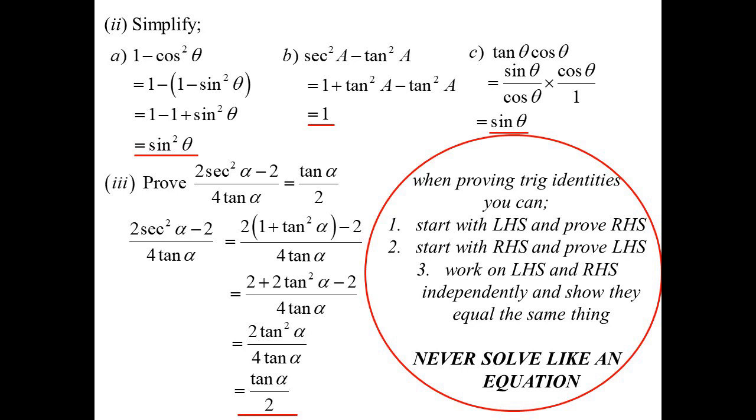But the one thing you never ever do is solve it like an equation. For this particular one, part 3, it would have been incorrect to cross multiply here. It's not an equation. It's something you have to prove. Because we don't know it's true, we can't do it like an equation. We have to prove it's true.